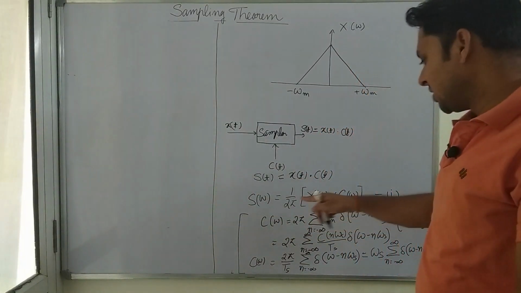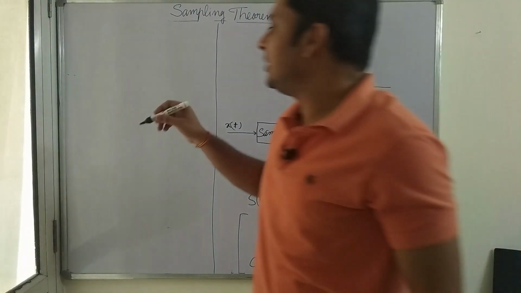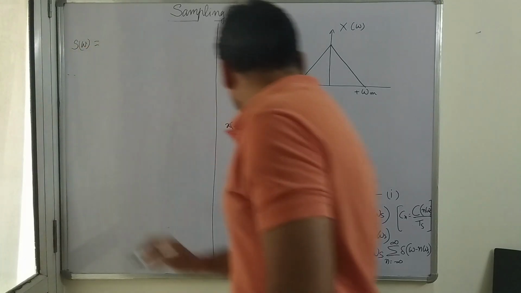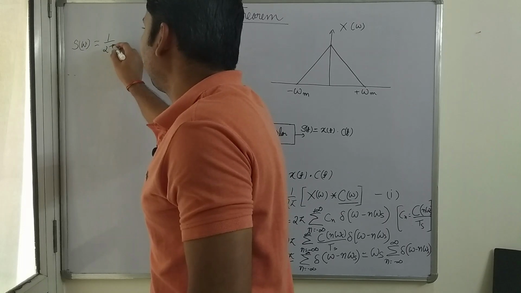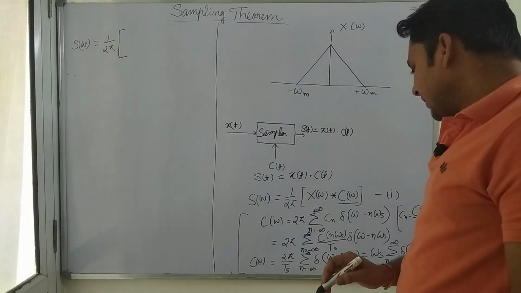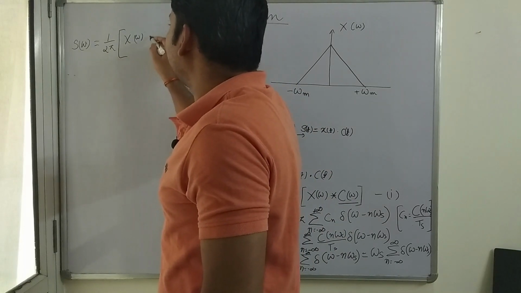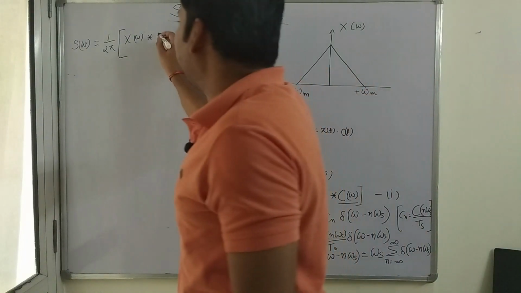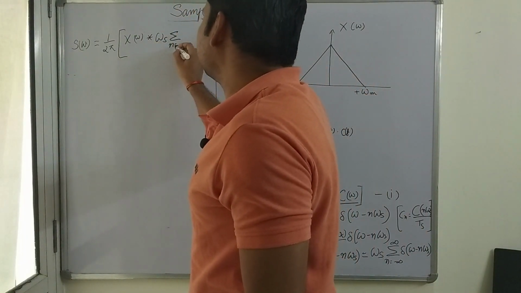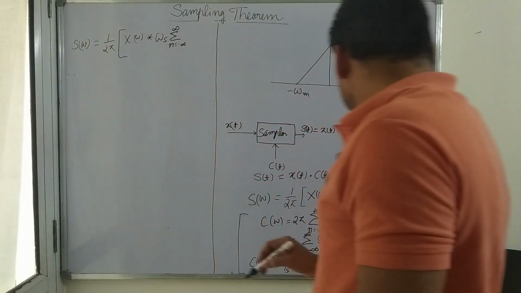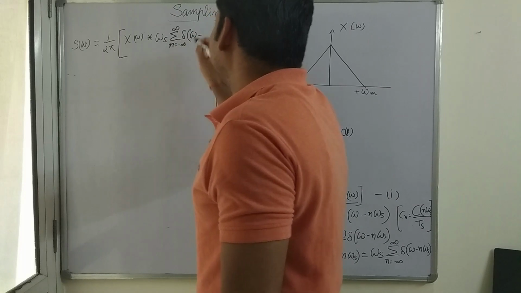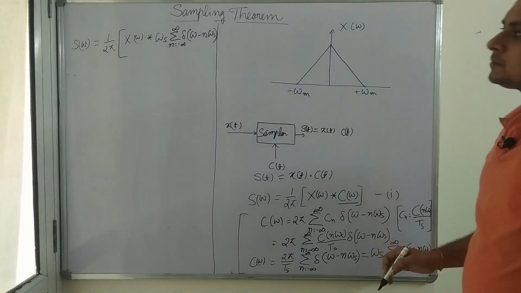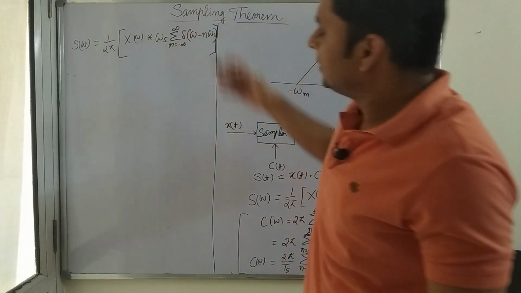Now we will write equation number 1 after putting the value of C(omega). Now S(omega) will be equal to 1 by 2 pi, and X(omega) we will put as it is, X(omega) convolution with omega s summation n equals minus infinity to plus infinity, delta of omega minus n omega s. Now we will solve it further.